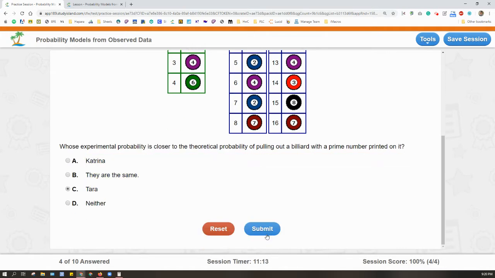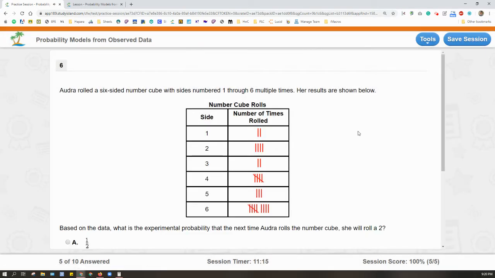And there we go. Number 6, Audra rolled a 6-sided number cube with sides numbered 1 through 6 multiple times. Her results are shown below. Based on the data, so not based on the theoretical probabilities, but based on this data right here, based on her results, it says based on the data, what is the experimental probability? So not the theoretical probability, but the experimental probability.